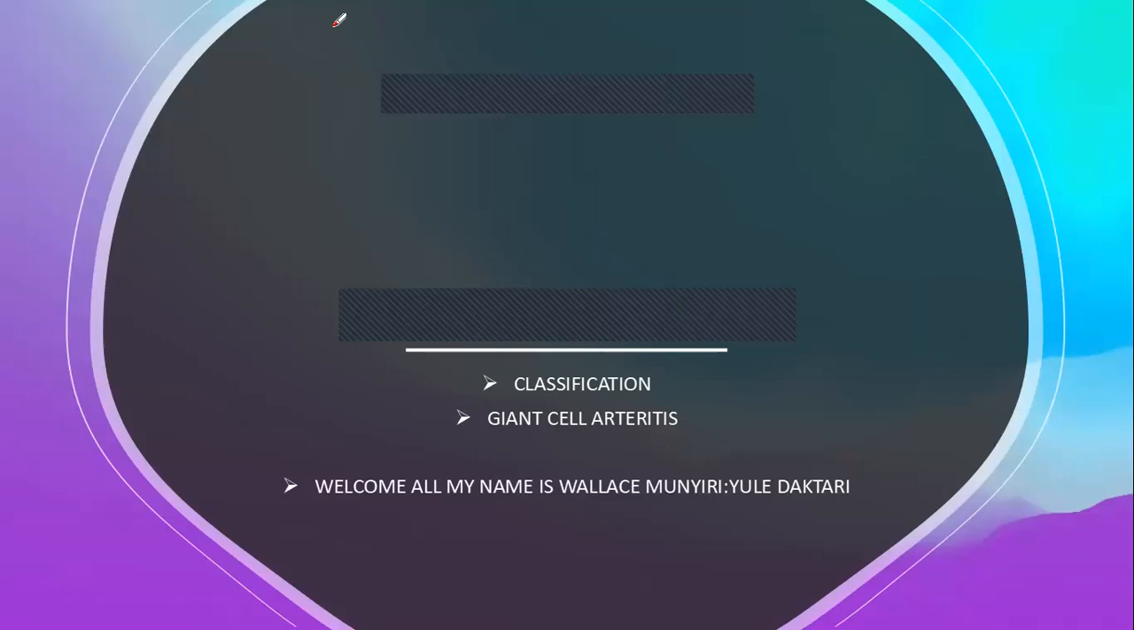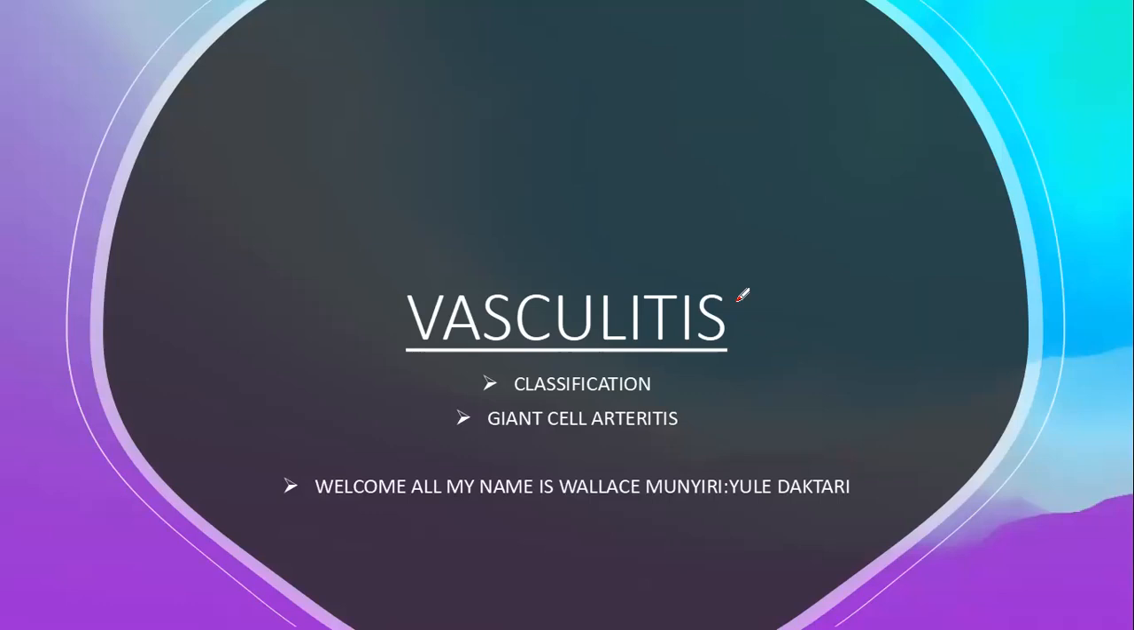In today's session, we'll be discussing vasculitis. The plural of vasculitis is vasculitis, so I might make that term. We'll look at how the various forms of vasculitis are classified, but we'll discuss one form of vasculitis which affects the large vessels, known as giant cell arteritis or temporal arteritis.